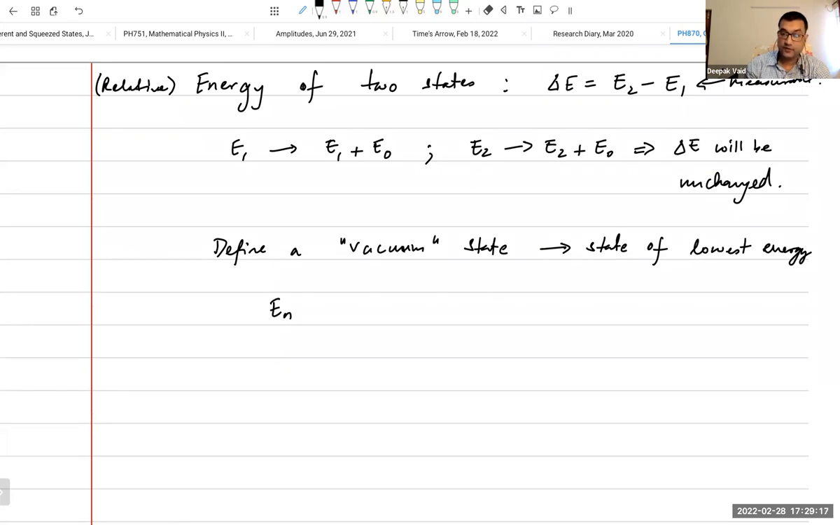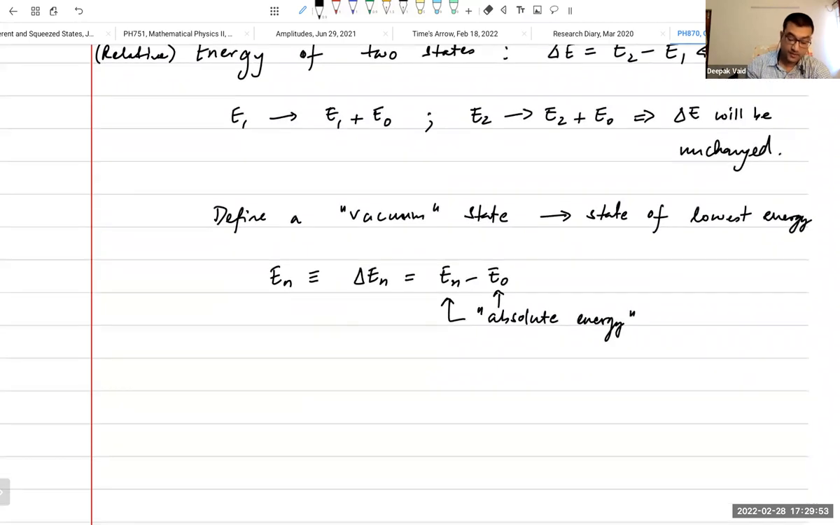So we say E_n, the energy of any state. What is it? It's actually E_n minus E_0, right? Where this E_n is some absolute value of the energy. But we only care about the difference, right? So we take the difference, and another way to say it is that we set E_0 to zero. We set the lowest energy to zero, right?